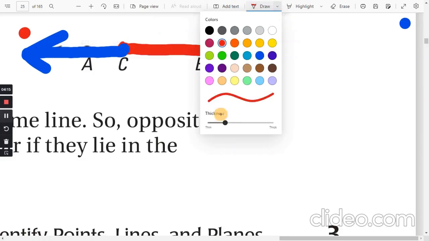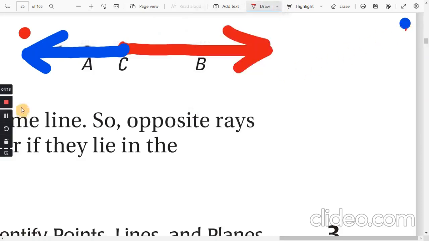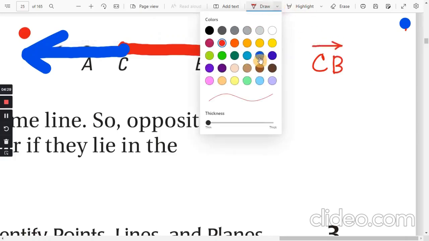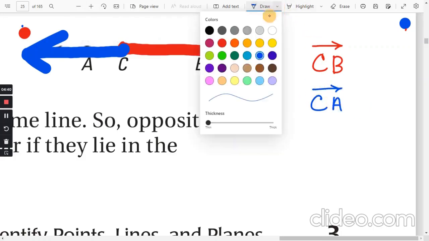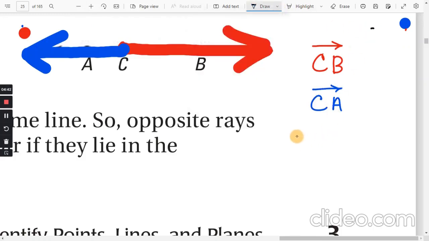The one that's pointing to the right started at C, and the only other letter on that ray is B. And the one that's pointing to the left started at C, and the only other letter on the ray is A. So CA and CB are opposite rays.